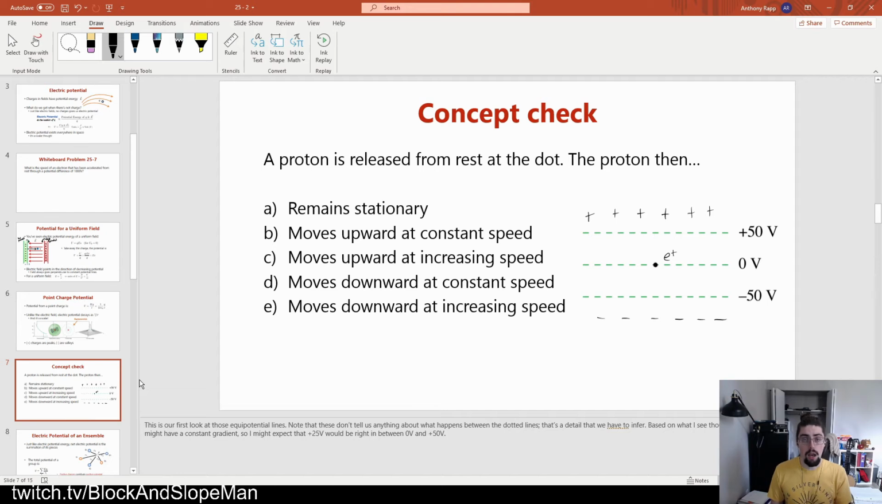Where does the proton, a positively charged particle, want to go? Not towards the positive charges, certainly not. And if I have it drawn out like this, as if it's a parallel plate capacitor, then I would expect a constant force pulling me downwards. That constant force is a constant acceleration, but a non-constant speed, right? Acceleration means we're speeding up and up and up. So we would expect to be going downwards at an increasing speed because of those forces.